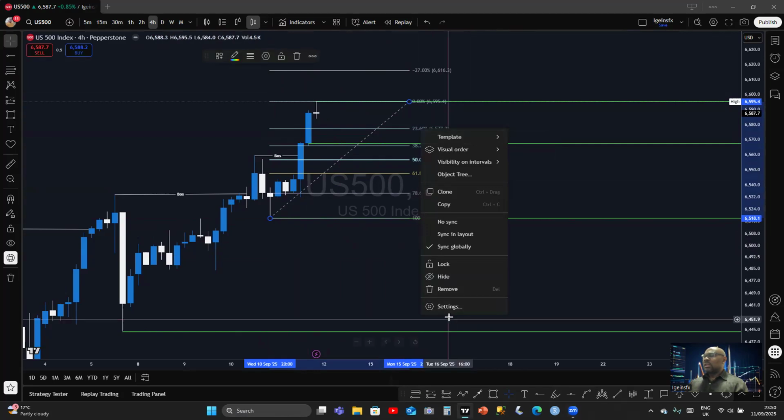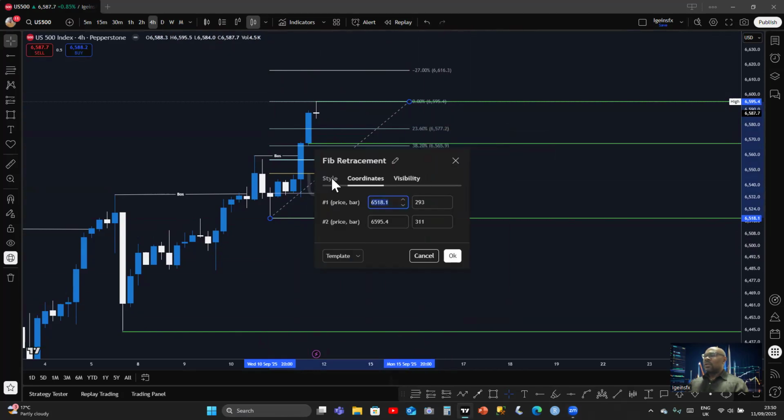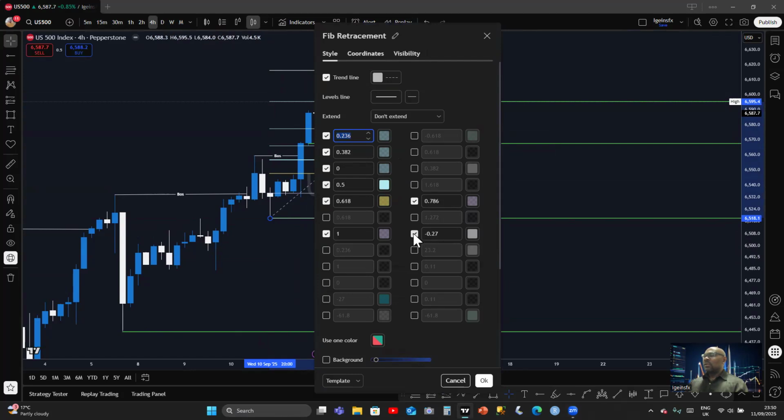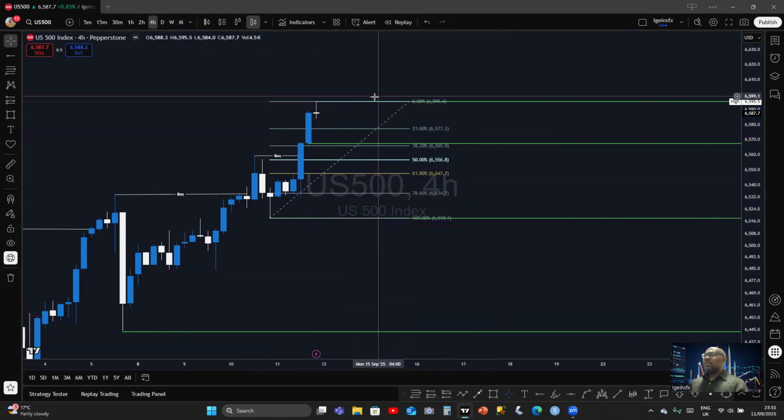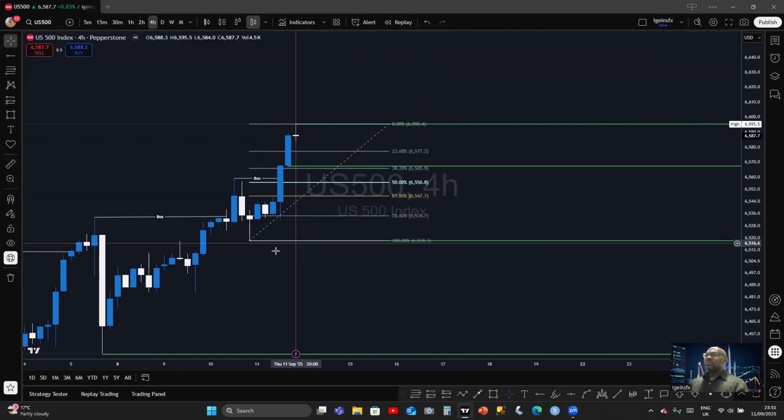Let me remove negative 25 and 127 so that you guys will not get confused. Now, we are expecting price to pull back beginning from 23.6 to 38.2, a minor pullback. If it gets here and finds support, it's going to bounce. Otherwise, it will break through it and come down to this level, 38.2.